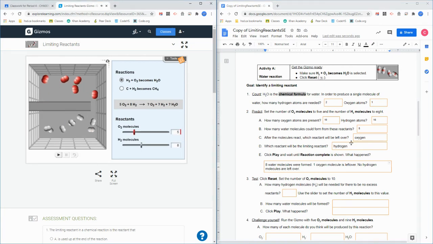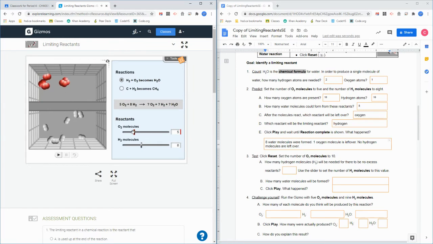Okay, click reset. Set the number of O2 molecules to 10. How many hydrogen molecules will be needed for there to be no excess? So excess meaning excess reactants, meaning there's none left over. Well, if we have 10 oxygen molecules and every water has 1, we're going to need 20 hydrogen molecules to use those all up.